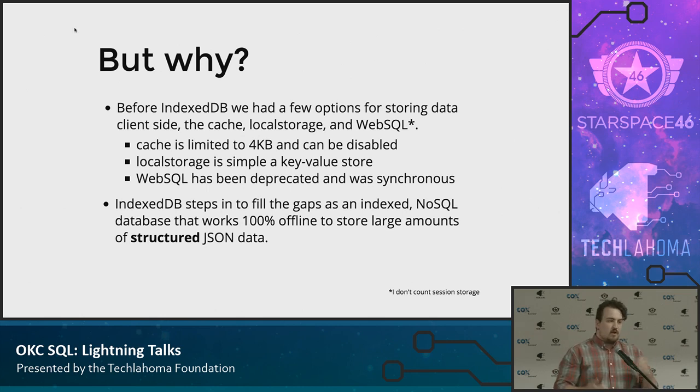So why are we thinking about IndexedDB? Before we had IndexedDB, there were a couple of different ways to store data in the browser. You could store stuff in cache, in local storage, or in web SQL. The problem is, cache is limited to about 4K, and it can be disabled by the user. Local storage is a simple key value store, and web SQL is deprecated. No browser really wanted to use it. Everyone was like, I don't want to mess with it. So IndexedDB stepped in to fill some of those gaps.